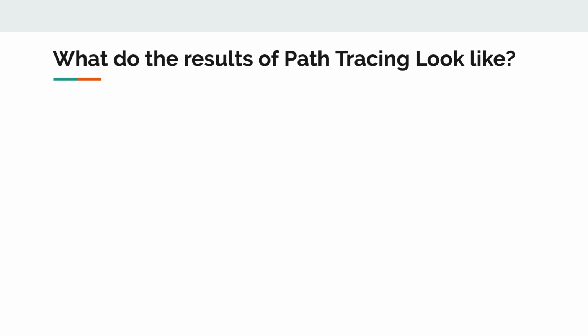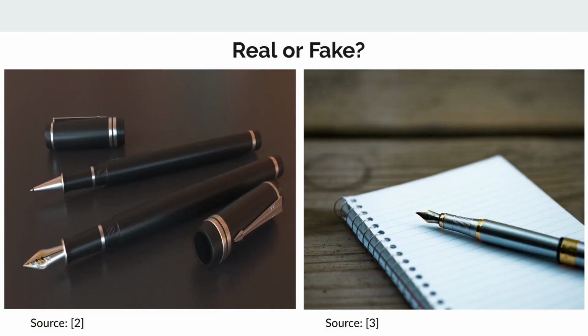I'm going to show you two images. One's a real-life image captured with a normal camera, and the other's a path-traced image, computer-generated. See if you can figure out which one is which. Here's two pictures of pens on fairly plain backgrounds. Now it's up to you to figure out which one you think is computer-generated and which one you think is real.